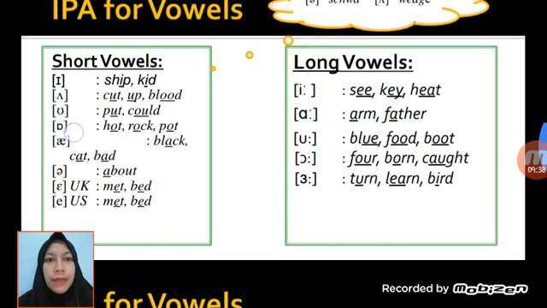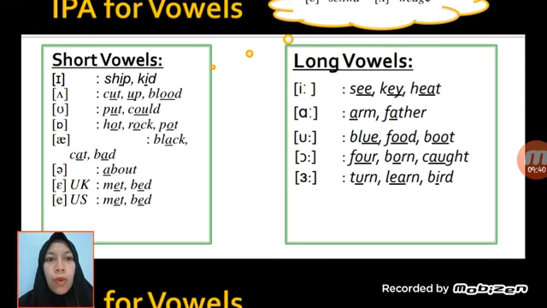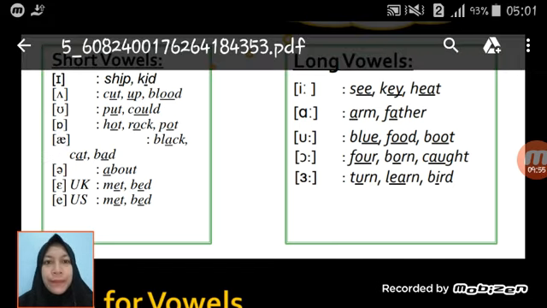Sementara yang seperti A terbalik, ini adalah bunyinya O. Seperti di kata hot, rock, pot. Jadi ini bunyinya adalah O. Meanwhile, this one is E. In the word black, E. Cat, E. Bad, E. Yeah, this is E.